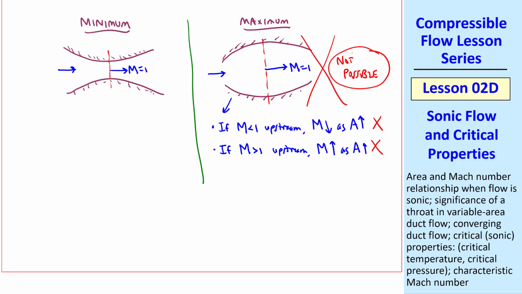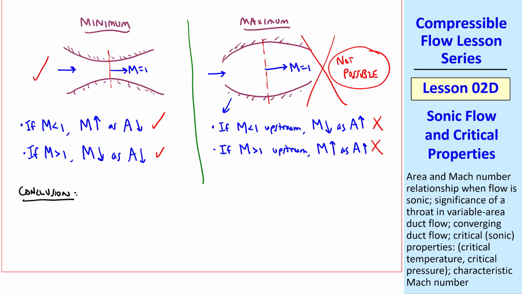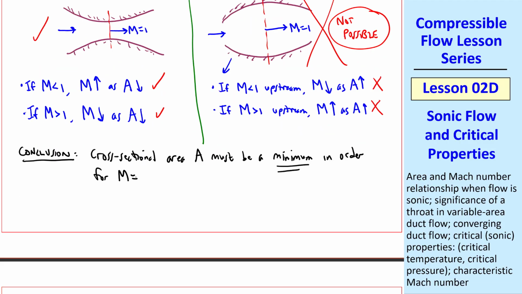Now consider the minimum case or the throat. We know that for a subsonic converging duct, M goes up as A goes down. So if we start at 0.5 or 0.7, it's going to increase and can reach M equal 1 at this throat. This is possible. If the flow is supersonic, we know that M goes down as area goes down. That also can reach M equal 1. So this one is possible. The conclusion is that cross-sectional area A must be a minimum in order for Mach number to equal 1 for the given problem, which is 1D isentropic adiabatic duct flow of varying area.